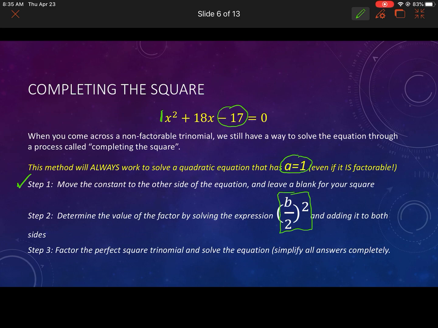The second thing we're going to do is figure out what we're going to add to both sides. We're going to use this expression of b divided by 2 squared, and add that to both sides. We have to add it to both because whatever I do to one side, I have to do to the other side. That's going to give us our perfect square trinomial on the left, so that we can solve this just like the ones we were just looking at.